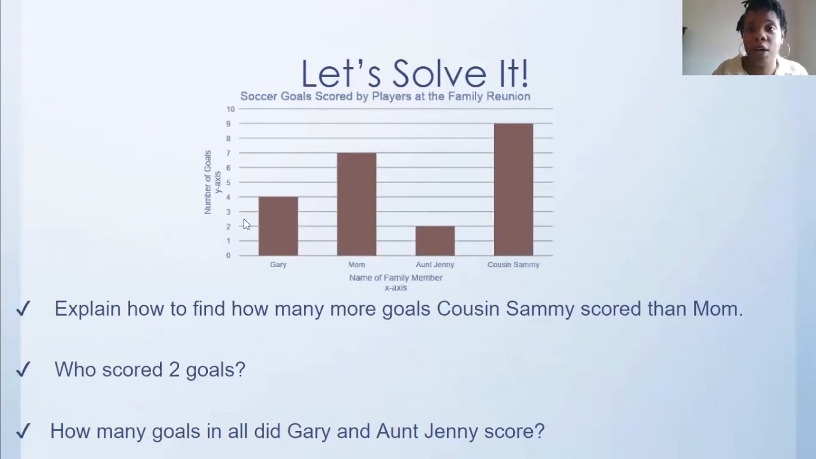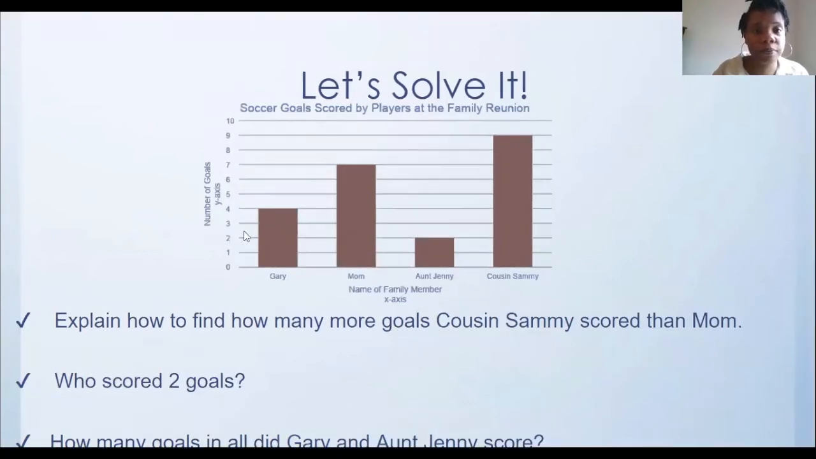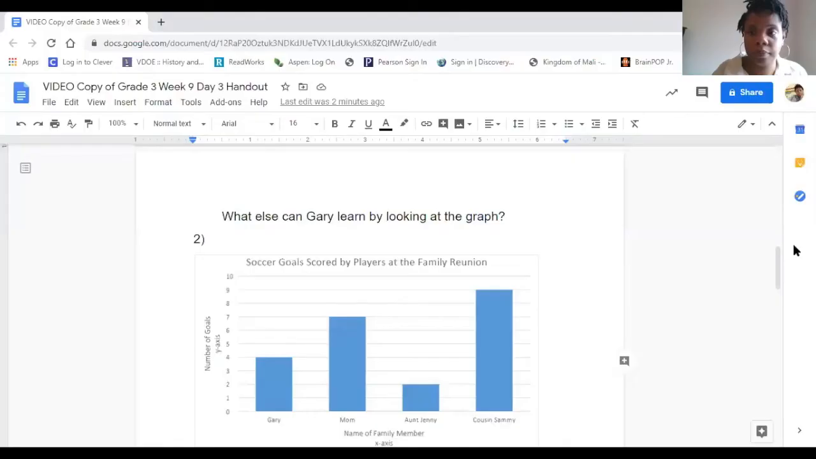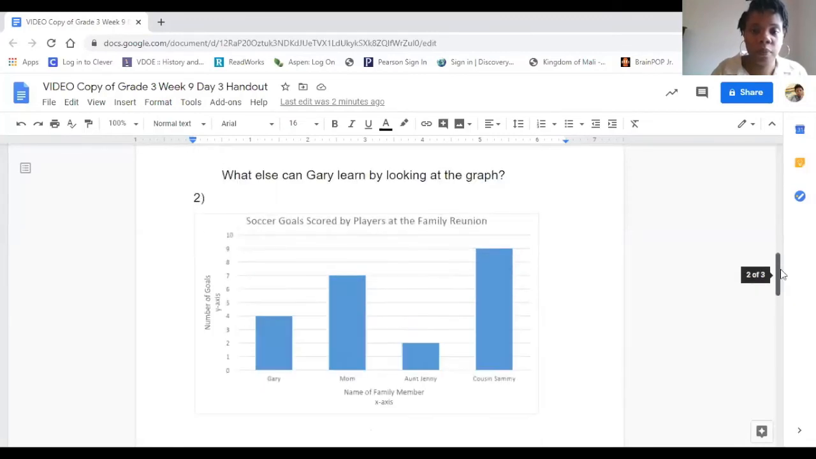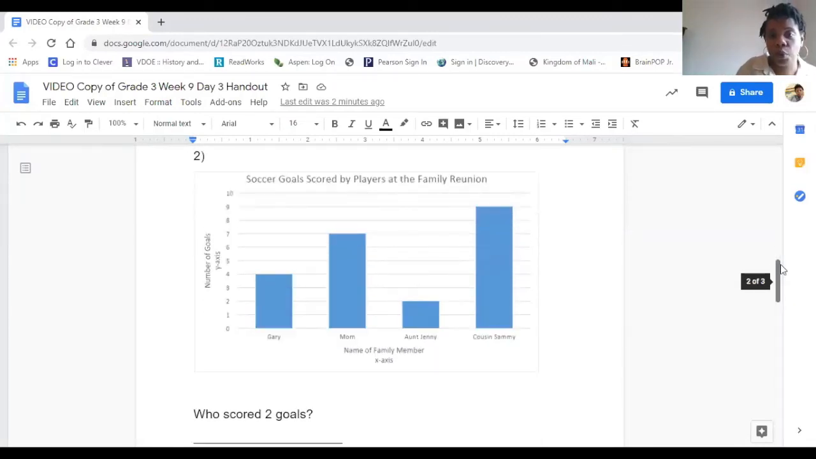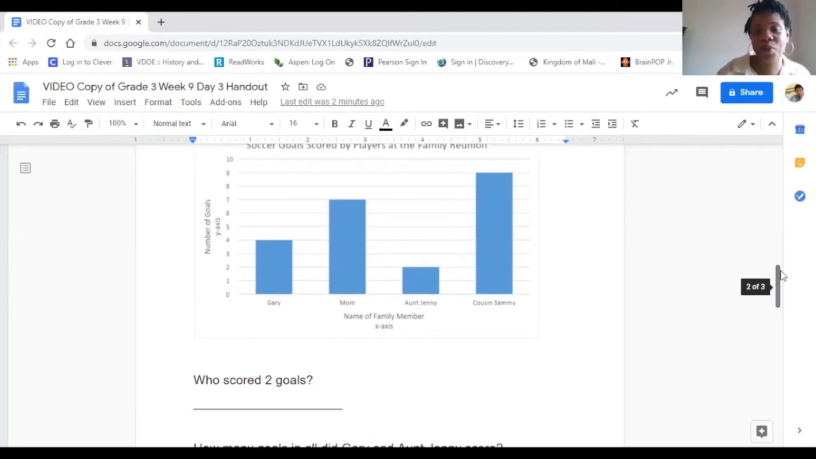Let's go back to our lesson handout. So our first question is, who scored 2 goals? What I would like you to do, I'd like you to pause the video right here and complete the questions for the bar graph. Once you've completed them, return to the video. Welcome back. Let's see, what did you get for answer number 2?